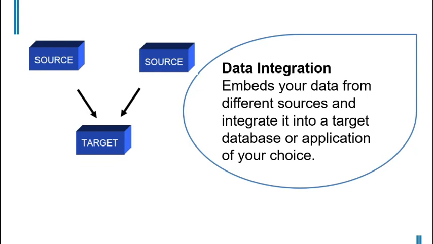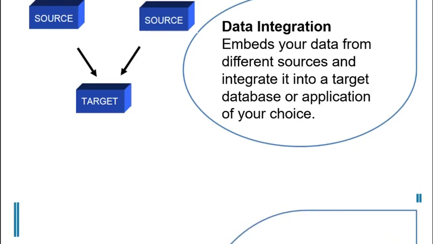So these sources could be different branches, and the target could be, for example, profitability, return on investment, something. Or you can say, okay, the first source is a department, which is, for example, purchasing. The second source is operation and accounting, and then the target is to have, for example, an income statement. So it's a way to embed your data from different sources and integrate it into a target database or application of your choice.